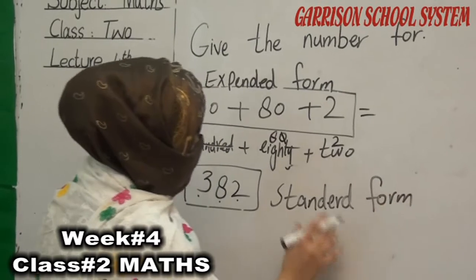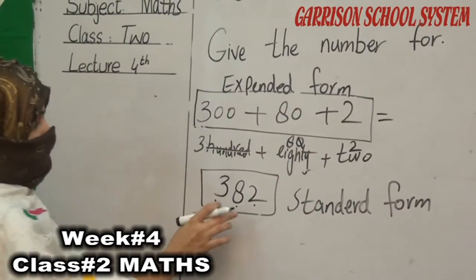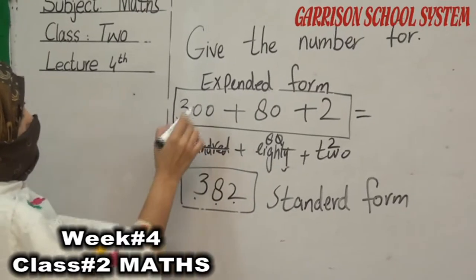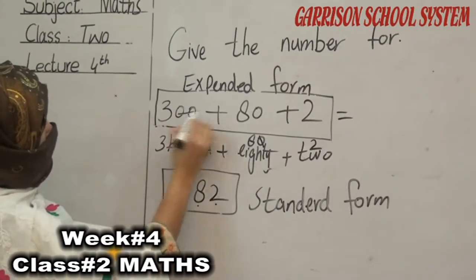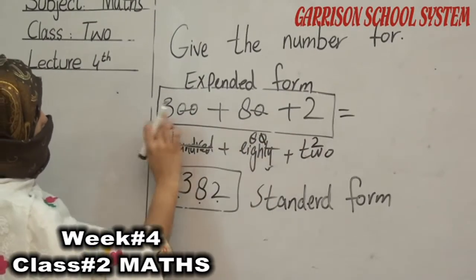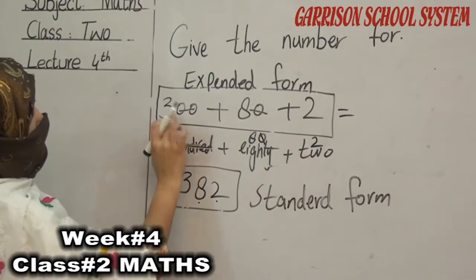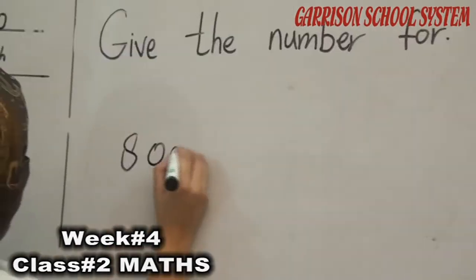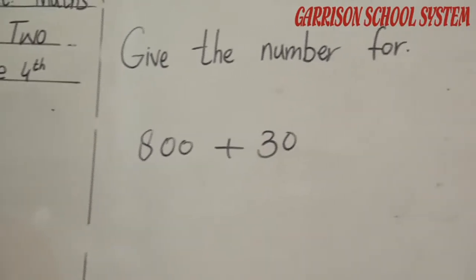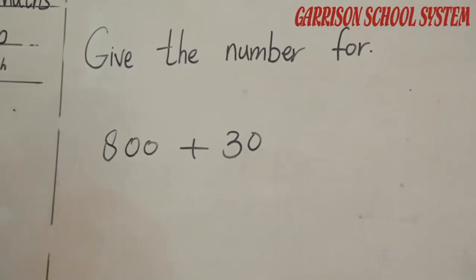In this condition, we have to write the number combined, meaning we skip the hundreds and tens zeros. We just write the numbers 3, 8 and 2. We skip the 0 here. Okay, students, as you can see, this is our expanded form.